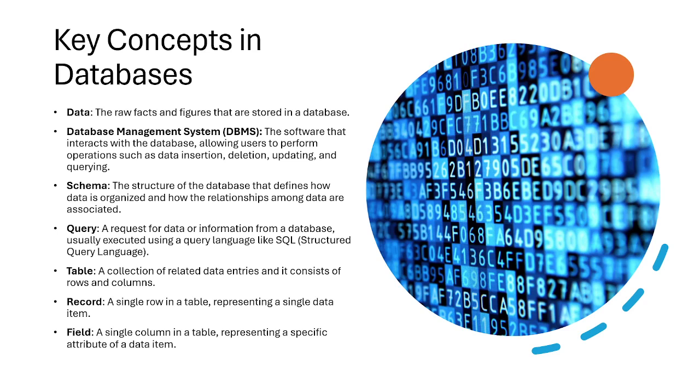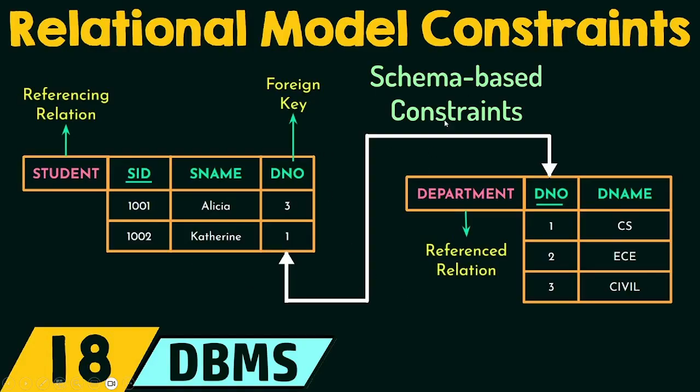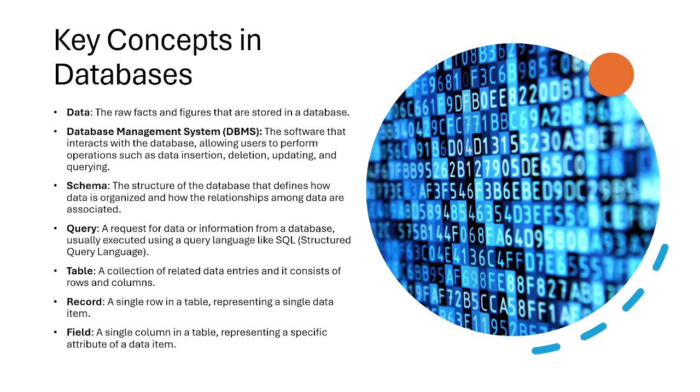So the next thing is the schema. The schema is the structure of the database that defines how data is organized and how the relationships among data are associated. So this is an example of a schema. We talked about this now. For example, if I'm trying to create a database for a school, I have to create the different tables that I'm going to populate in the database and how the tables interact with each other. So that's what we call a schema. Different tables, different structure of the tables, and how these things interact with each other. It's called schema.